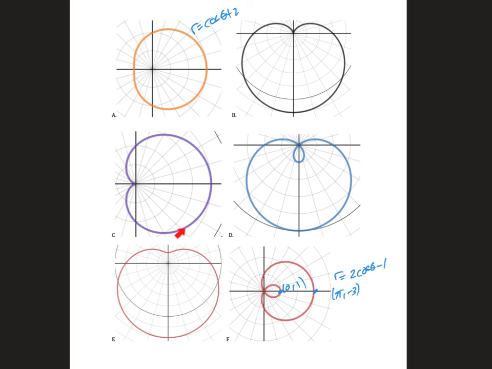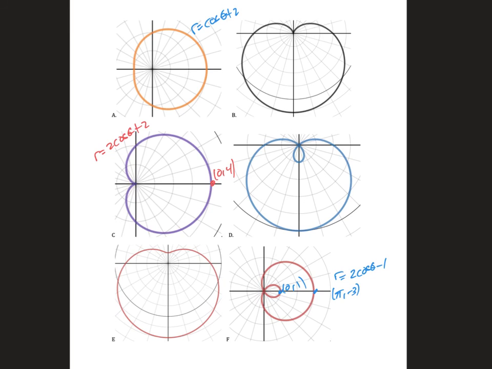And that sure looks like C to me. If you wanted to, we could check some points as well. So this is r equals 2 cosine theta plus 2. What happens when theta is 0? When theta is 0, cosine of 0 is 1. So at 0, we should be at 4, which we are. So this is the right graph. None of these other ones have the 0, 4 on them.